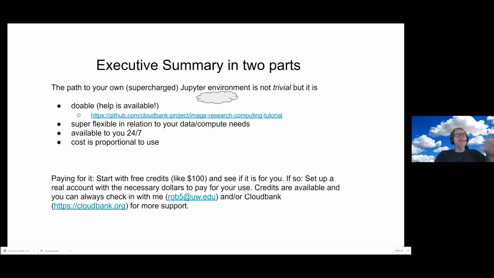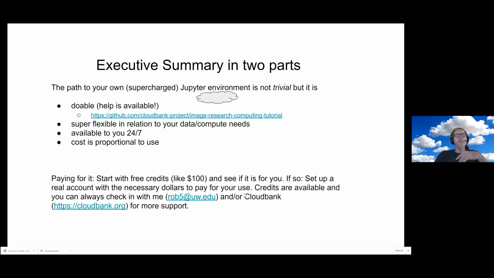Furthermore, the cloud is always available, it's always there, and the amount of money that you spend for it is proportional to the horsepower, the cloud computing power that you're using. That's the first part of the summary. The second part of the summary is, how do I pay for it? And the answer is, you want to try out the cloud on some free credits.